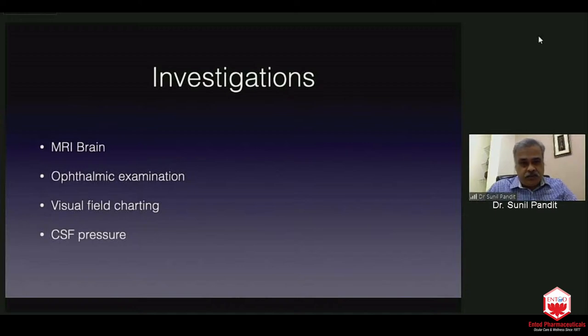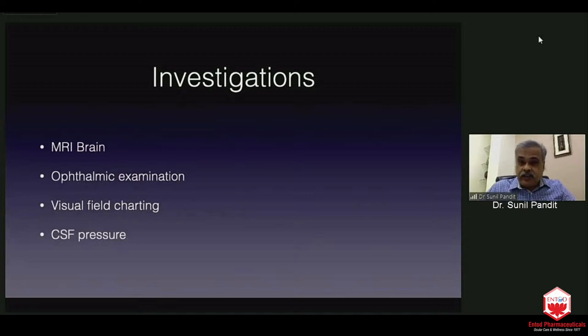MRI brain is one of the main investigations to be done. Unfortunately, MRI brain is usually normal. People will talk of subtle signs like the empty sella syndrome or the dilatation of the optic nerve, or sometimes you can even see fluid around the optic nerves. But these are such small subtle signs that they are by and large missed by everybody.